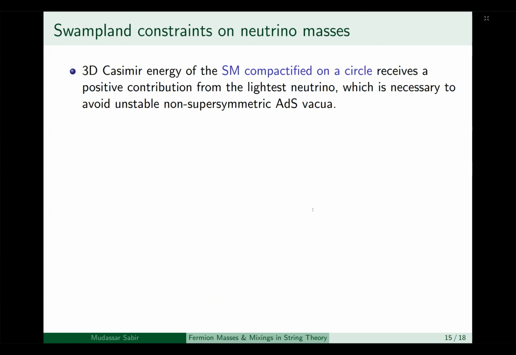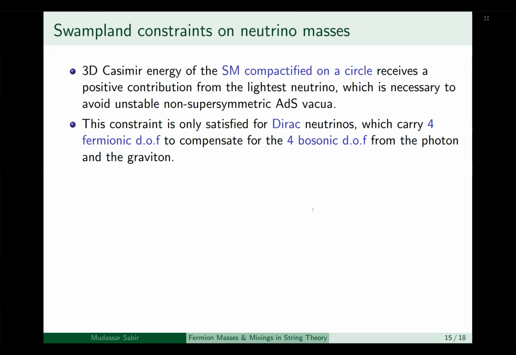Here I want to just remind the swampland constraints on neutrino masses. We know that the 3D Casimir energy of the standard model compactified on a circle receives a positive contribution from the lightest neutrino, which is necessary to avoid unstable non-supersymmetric AdS vacua.